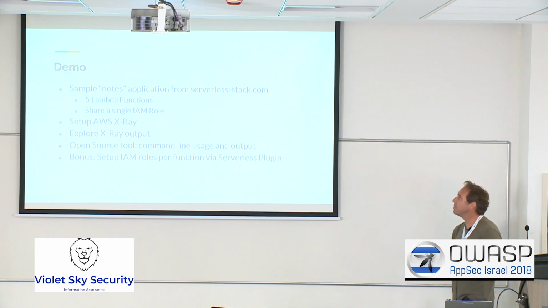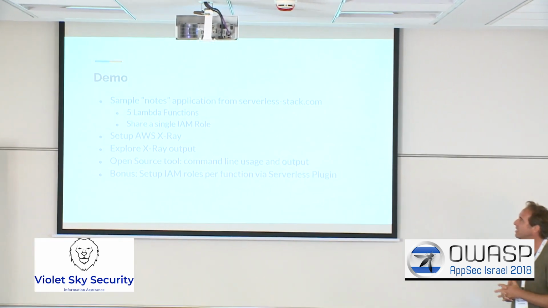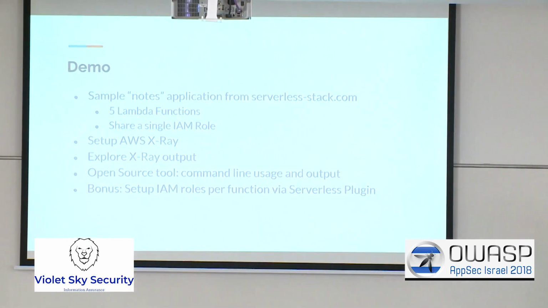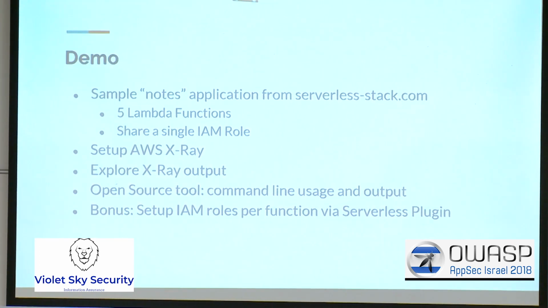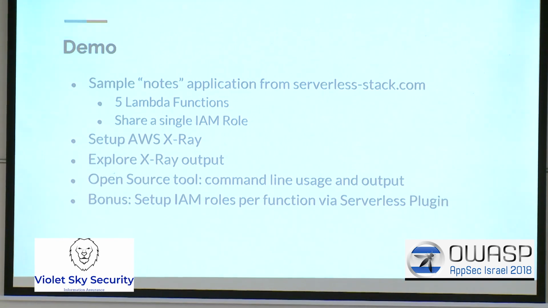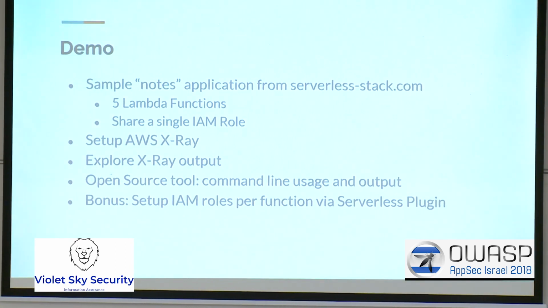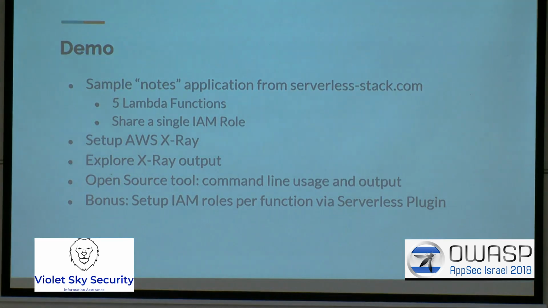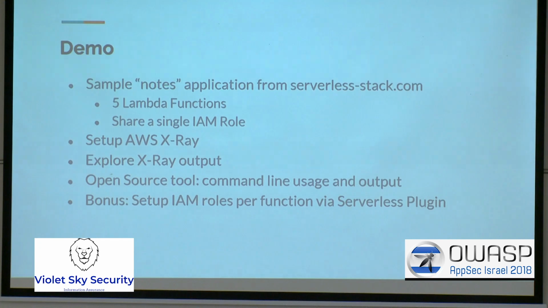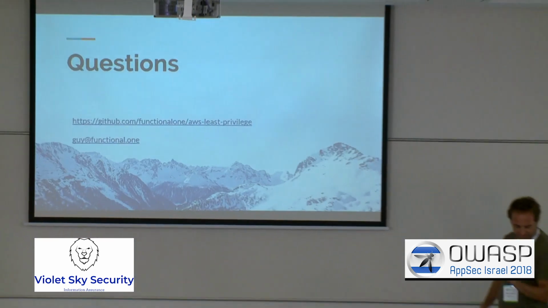So just to recap the demo that we saw, we looked at a nodes application for serverless stack using a single, very wide IAM policy. We set up Xray. Once we have Xray, we can actually look at the Xray output. Our command line open source tool can actually go and fetch all the data from Xray, analyze it, and generate least privilege policy permissions. And then, as a bonus, we also have the open source serverless plugin, which we put out for defining roles per function. And that's it.